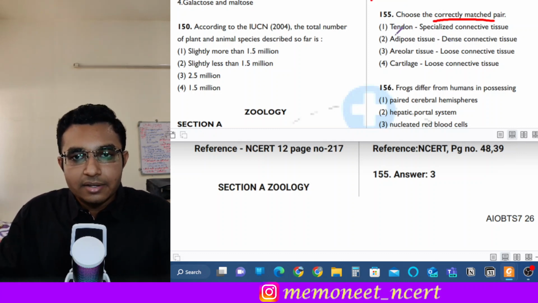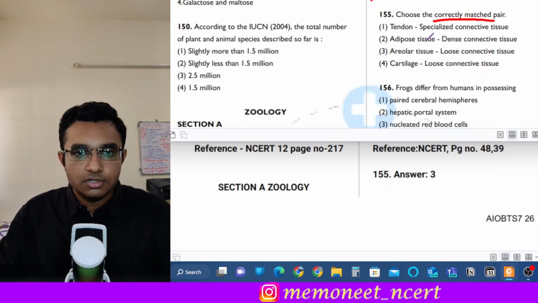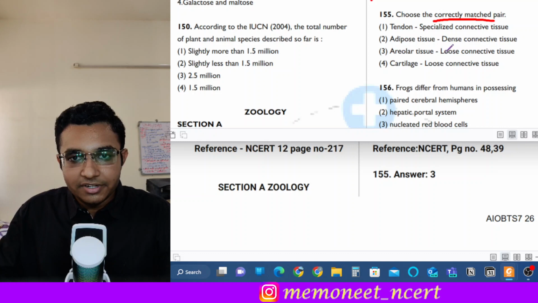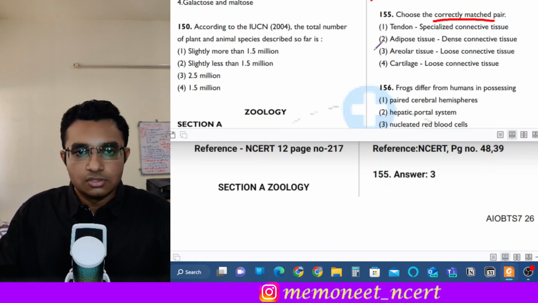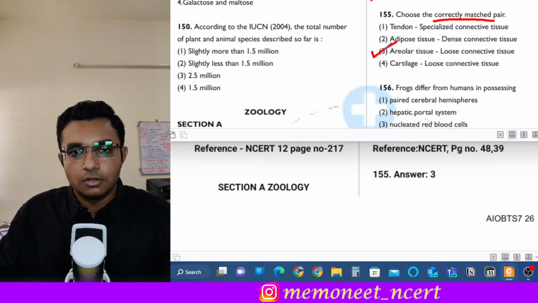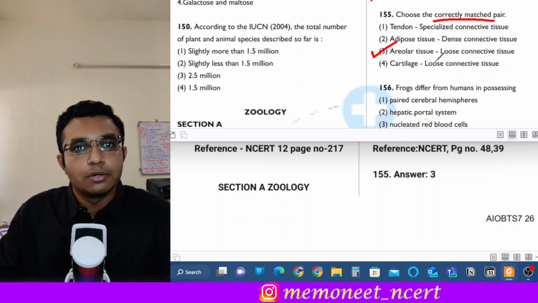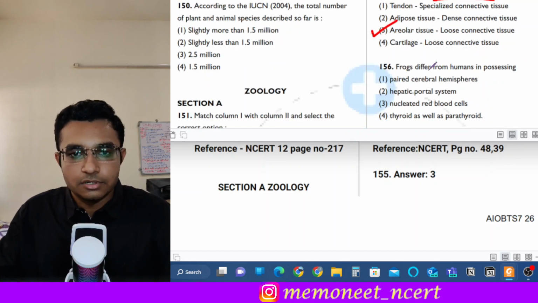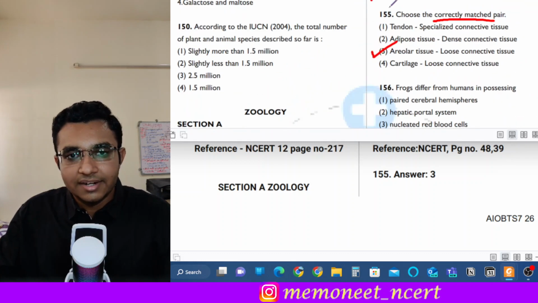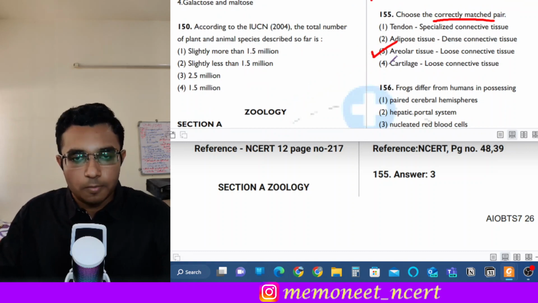First is tendon, given as specialized connective tissue. So this is incorrect. Second is adipose tissue, dense connective tissue. That is also incorrect because adipose tissue is a fat containing tissue. Then third is areolar tissue is a loose connective tissue. So this is a correct option because areolar connective tissue is a loose connective tissue. And cartilage, loose connective tissue, is incorrect because cartilage is a specialized connective tissue. Okay, so the correct answer of question 155 is option 3.